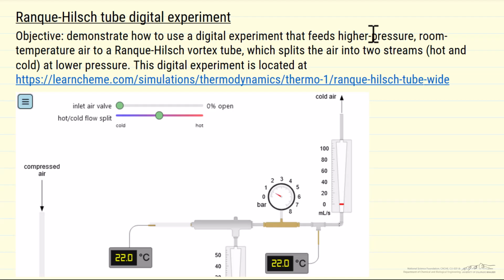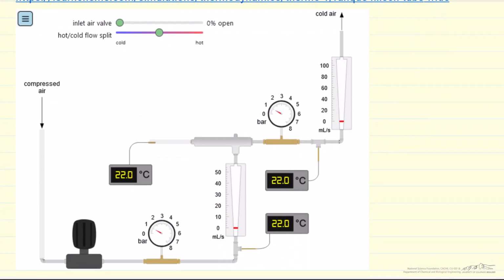I'm going to demonstrate how to use a digital experiment that takes high pressure air and splits it into hot and cold streams. This is usually referred to as a Hilsch tube or vortex tube. If we look at the digital experiment, we're feeding in compressed air. Pressure can be read here. We can expand this in the digital experiment.